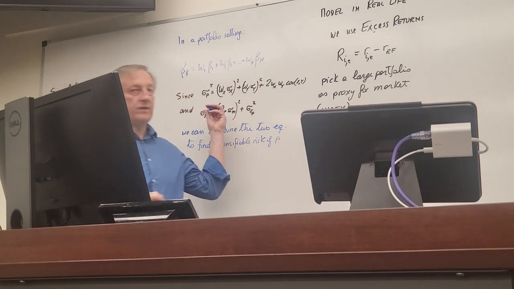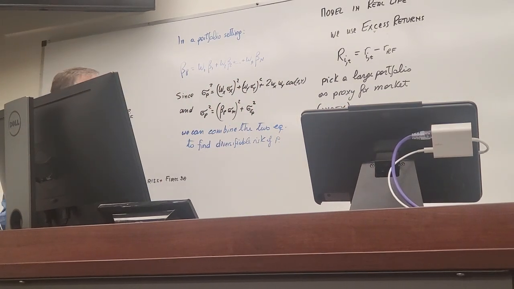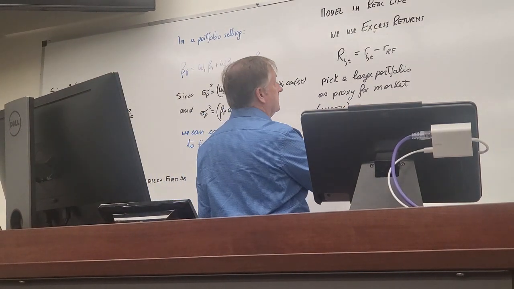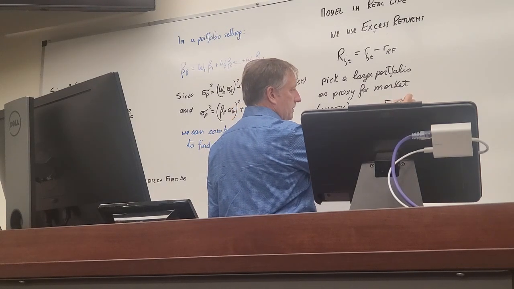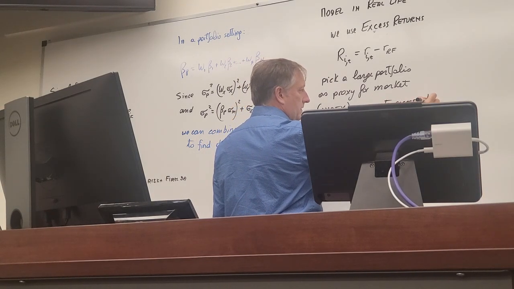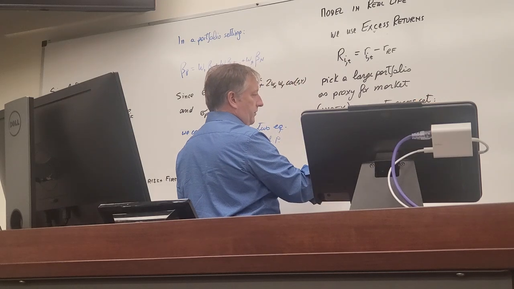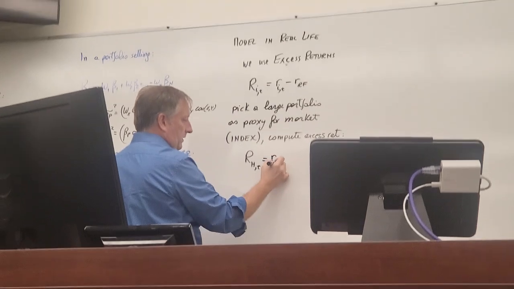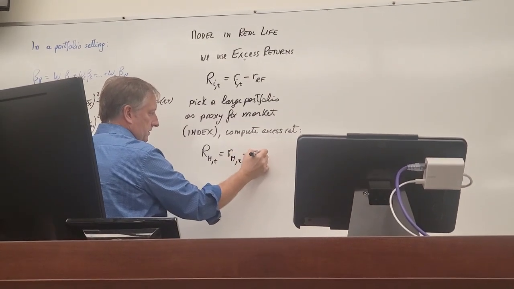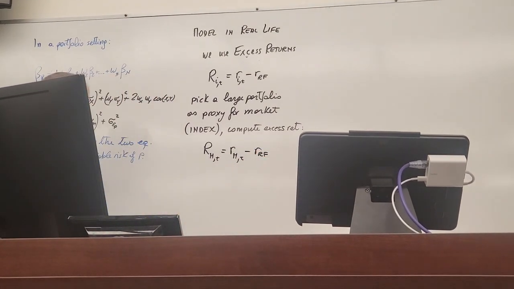So this proxy for the market, this portfolio, is called the index. Those are called factor models. This is going to be called an index model, and compute its excess return. So you have the big R of the market, comma t, is equal to a little r of the market, comma t, minus the risk-free rate.